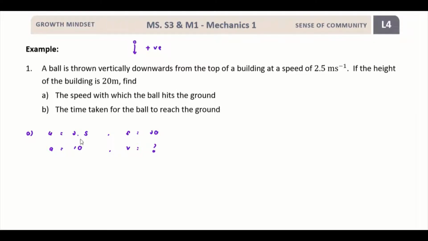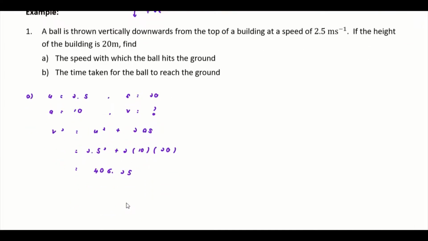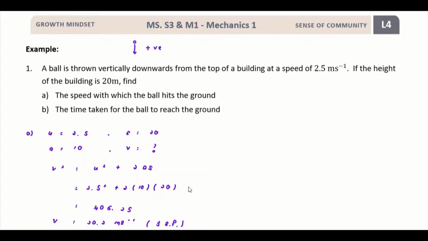Having u, s, a, we can use the formula v squared equals u squared plus 2as. Since we are finding v, we just substitute everything into the right hand side: plus 2, then 10, and s is 20. You will get 406.25. When you square root it, you get the answer 20.2 meters per second in three significant figures. Always make sure that only your last answer is in three significant figures. If you are going to use this value in the next part, remember to use your original value, not the one after rounding.